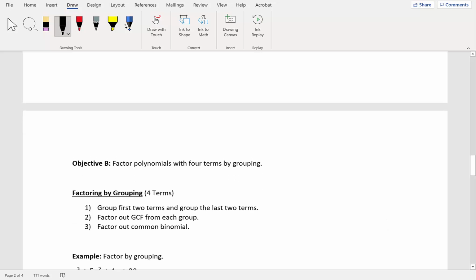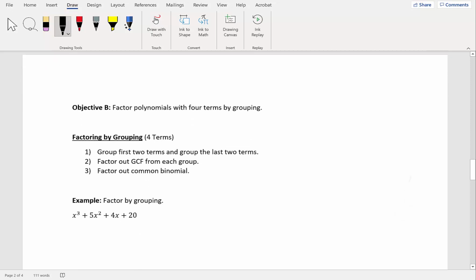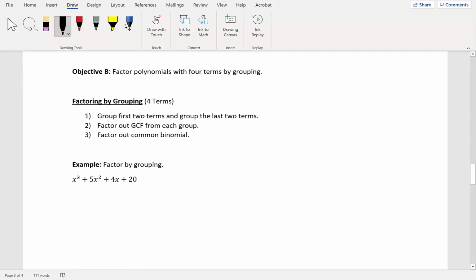Now, the way that factor by grouping works, you're going to group the first 2 terms and group the last 2 terms. Then you take a look at each group and you factor out the GCF from each group. Next, you're going to factor out the common binomial, like we just saw in that previous example. Let's work this one out.